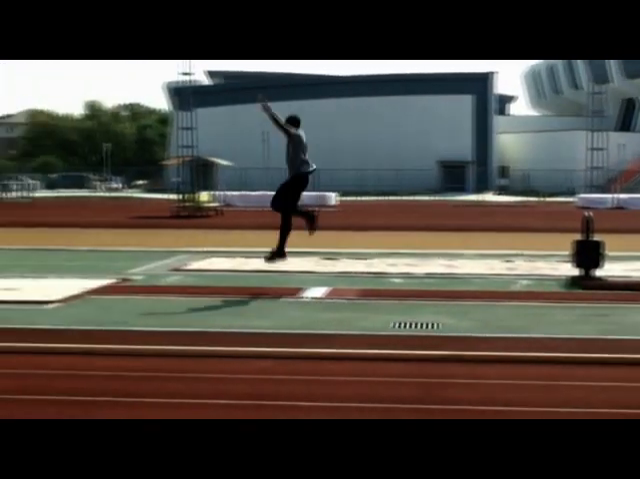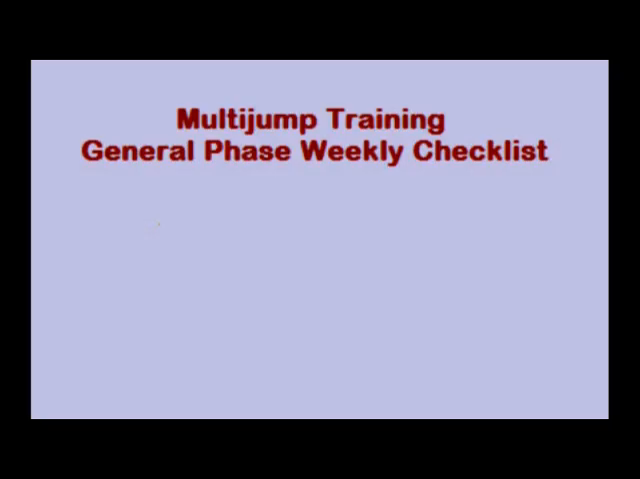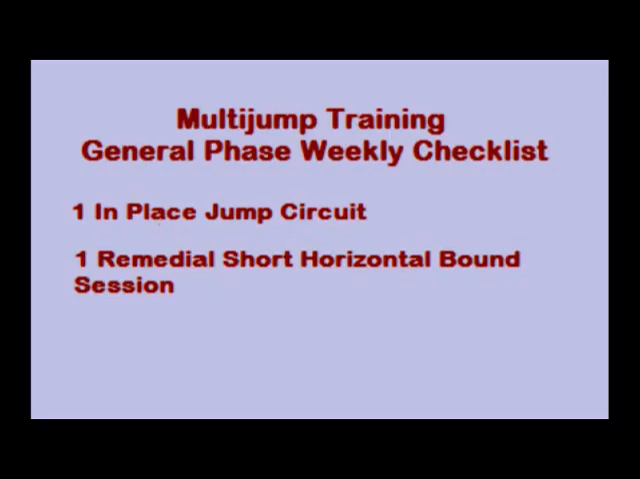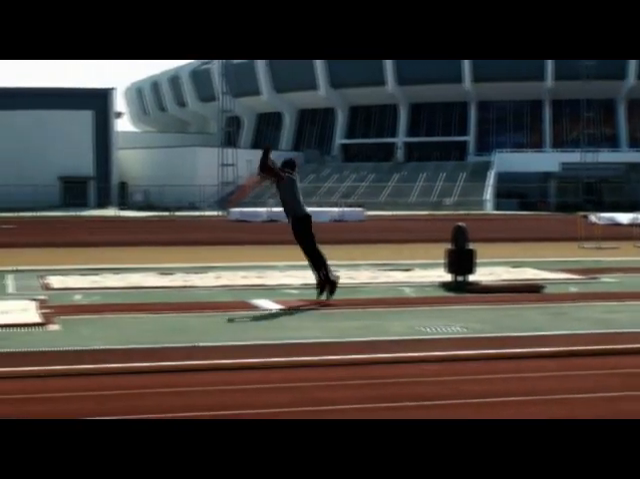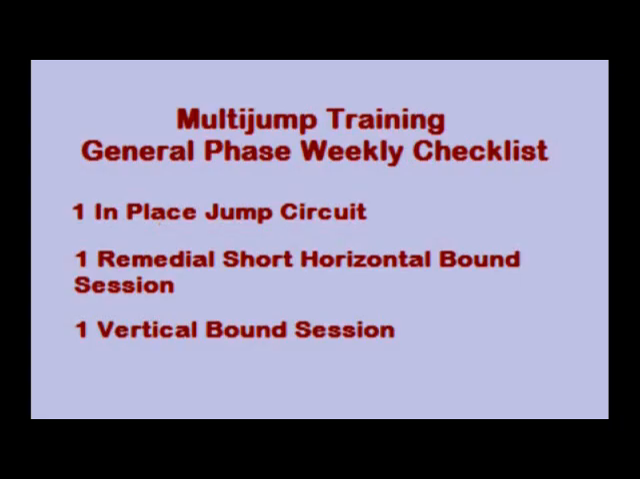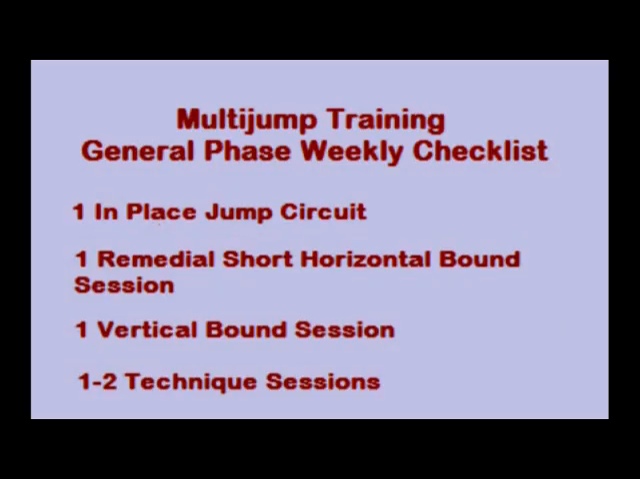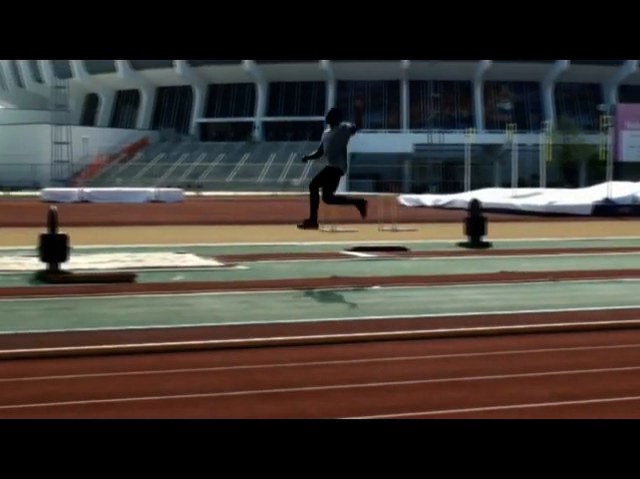Finally, we want to provide the opportunity for event-specific technique training, beginning to teach the actual skills and movements of a jumper's event. So, each week in this phase should contain, first, one in-place jump circuit designed to enhance strength and fitness and build volumes of multi-jump work. Next, one remedial short horizontal bound session. Next, one vertical bound session. And finally, 1 or 2 technical sessions employing low-intensity drills and event-specific technique work.